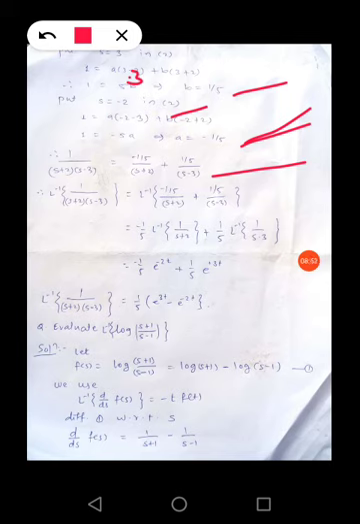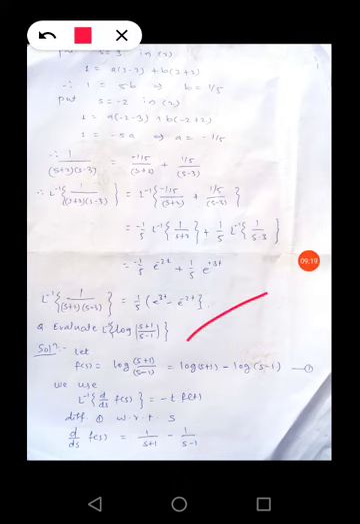So the Laplace inverse transform is equal to minus 1 by 5 e raised to minus 2t plus 1 upon 5 e raised to 3t. So Laplace inverse of 1 upon s plus 2 into s minus 3 is equal to 1 upon 5 into e raised to 3t minus e raised to minus 2t. So this is the final answer. So let me solve one another example.